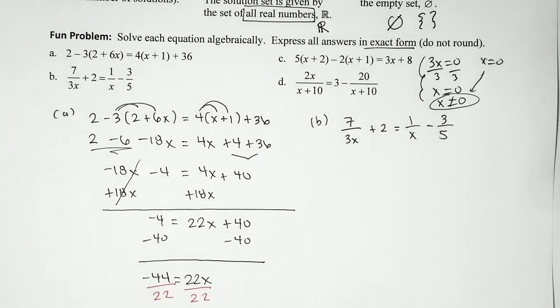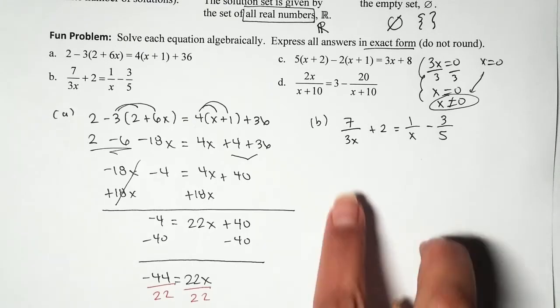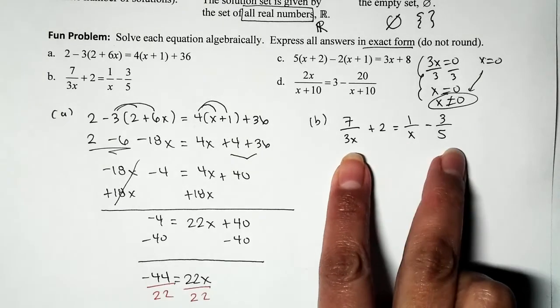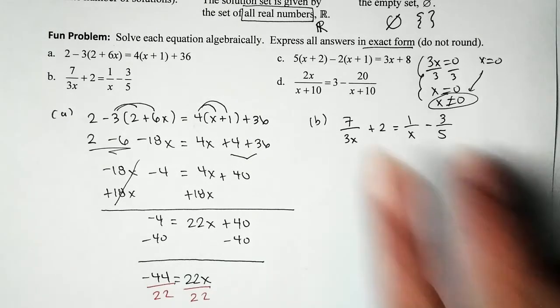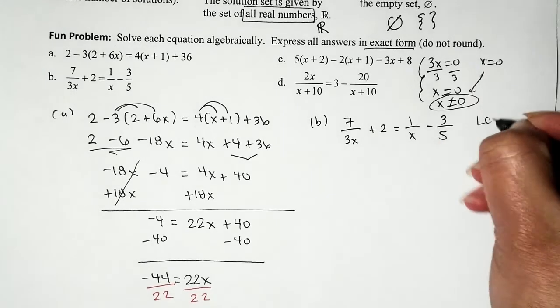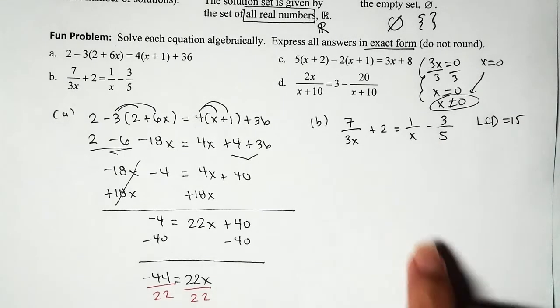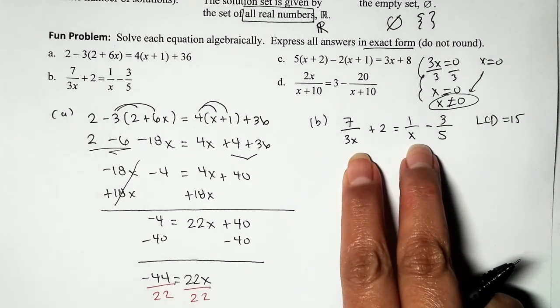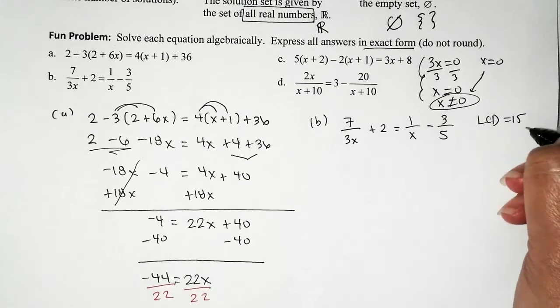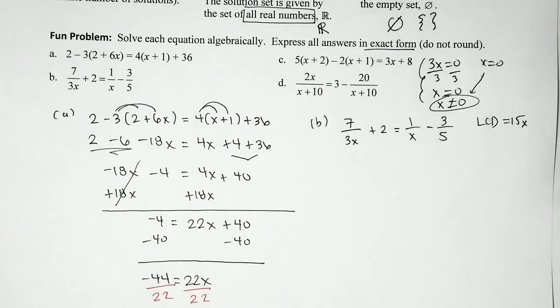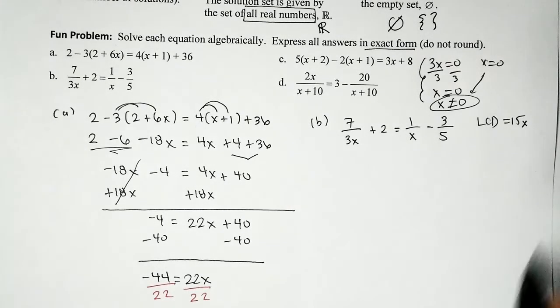The next question that I get asked is, do we really have to clear the fractions? You don't. It is a personal choice, and I choose to do it. Let's wipe out the fractions by multiplying both sides by the least common denominator that we're about to identify. The denominators are 3x, x, and 5. The LCD between 3 and 5 is 15. For the variable factors, the LCD between the x's is going to be x. So altogether, the least common denominator between 3x, x, and 5 is 15x.